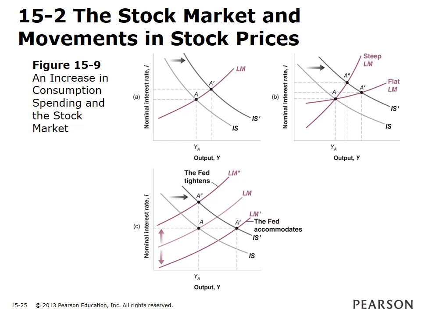Panel C shows if the Fed accommodates, output increases, but the interest rate does not, so stock prices go up. If the Fed decides to keep output constant by restricting money supply, interest rates will go up and stock prices will go down.